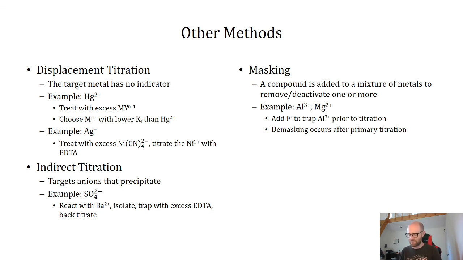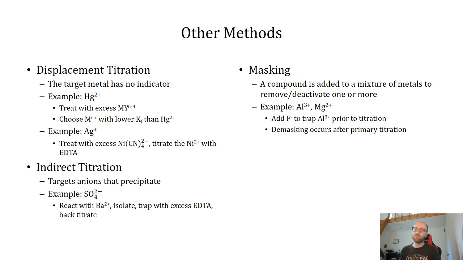The final one we're going to talk about is masking, where you have a mixture of metals and you want to quantify both or quantify one. While some of these indicators don't react with certain metals, there are some that react with several metals. So if you had a mixture of aluminum and magnesium, you add another compound that selectively reacts with one of them, like the selective precipitation we did in chapter 6. For example, fluoride will react to make aluminum fluoride solid well before any magnesium fluoride occurs.